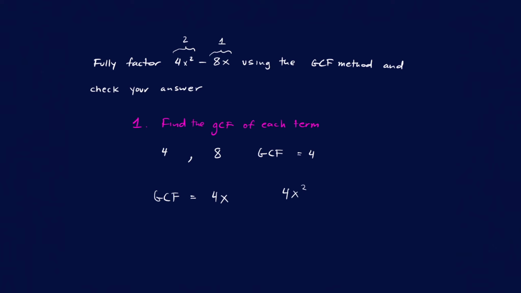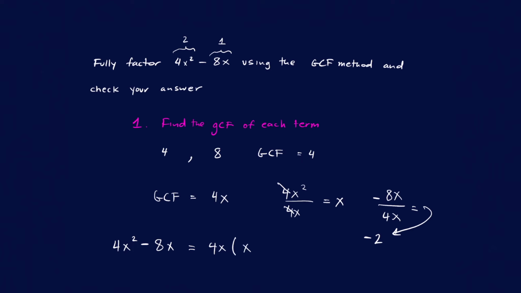So 4x squared divided by 4x is equal to x, because we can cancel out the 4's and then simply subtract the exponents, which is 2 minus 1, which just equals 1. And then negative 8x divided by 4x is equal to negative 2. So therefore, the fully factored form of 4x squared minus 8x is equal to 4x multiplied by x minus 2. And this is our final answer.